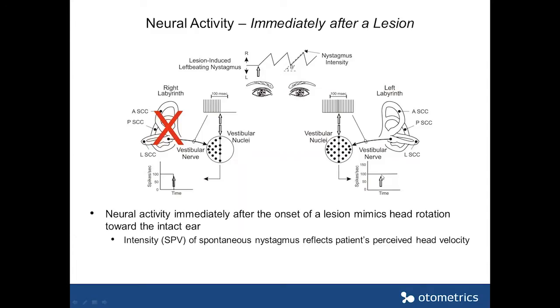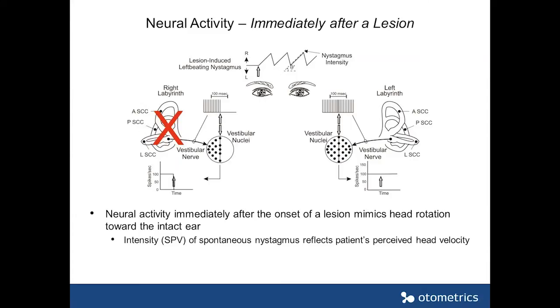Now, we see that the central nervous system is observing the same asymmetry that it did for that hypothetical head motion. That is, you have a difference of 100 spikes per second between right and left labyrinths. This now becomes interpreted the same way that it was for actual motion. So the perceived head motion behaves the same way, at least immediately after a lesion, and the patient generates nystagmus as if the head was rotating to the left with the same velocity. This is an interesting phenomenon because the intensity of the spontaneous nystagmus here reflects the patient's perceived head velocity.